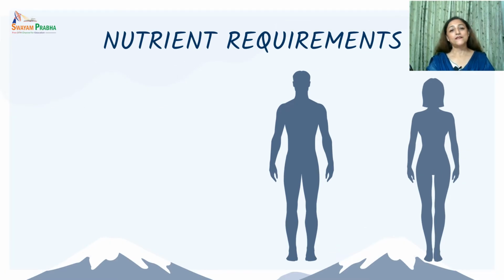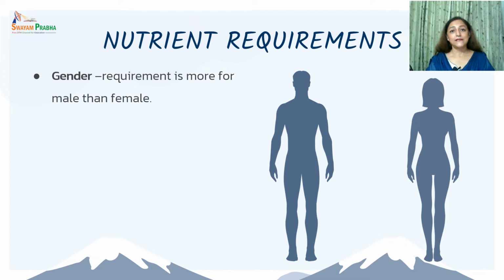So let us see what are the important factors which affect the nutrient requirements of adults. The first important factor is the effect of gender. As we know, the nutrient requirements of males are higher than the females. Now, the reason behind this is, as we know, males are taller and heavier than the females, and along with that there is a difference in the body composition also. The males contain more lean body mass, so that is how their nutrient requirements differ.